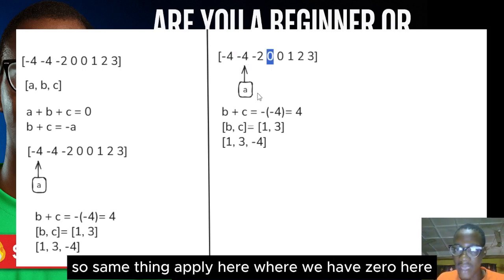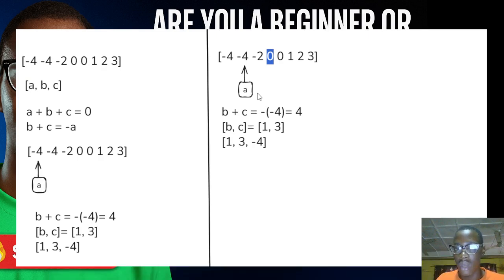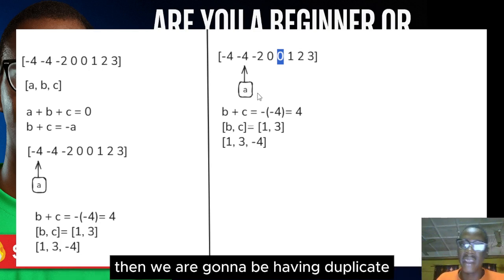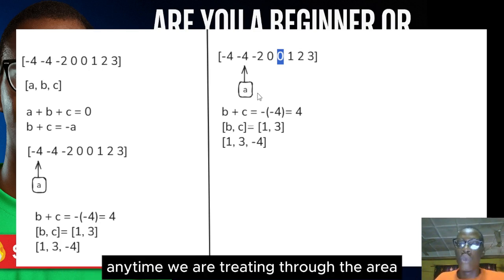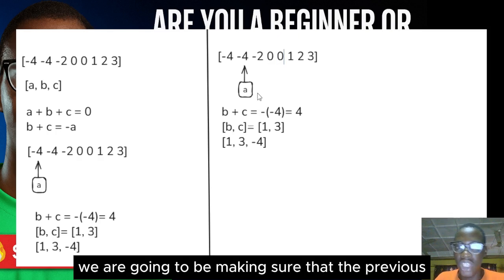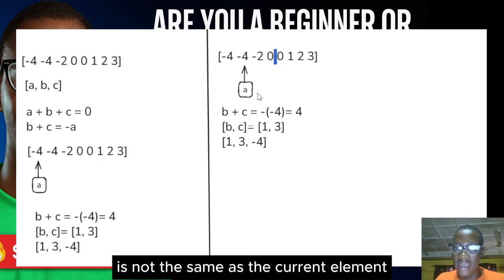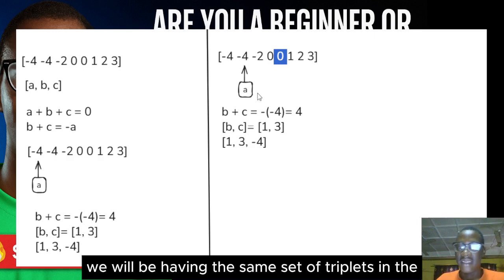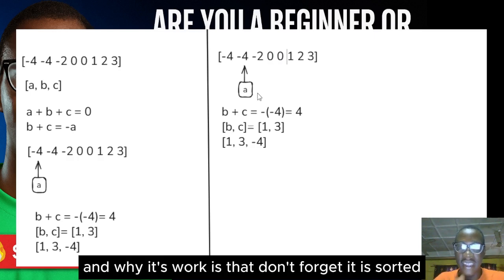Same thing applies here, where we have 0 here. For this particular 0 we might have a possible triplet, and if we do it that way, we are going to have duplicates because there's another 0 right here again. So to avoid that, anytime we are iterating through the array, we make sure that the previous element is not the same as the current element. If it is the same, definitely we will have the same set of triplets in our output. And why it works is that, don't forget, it is sorted.